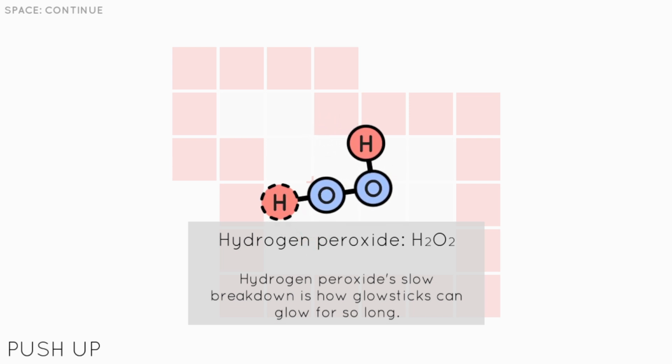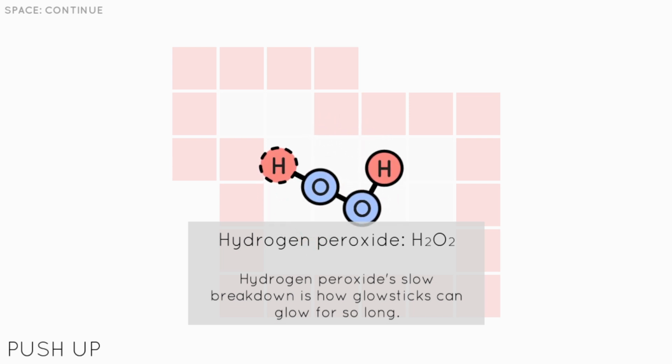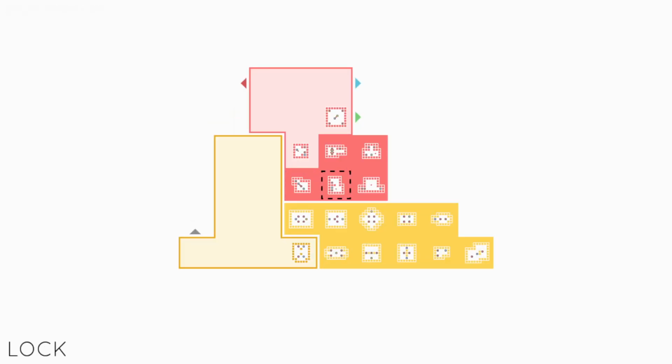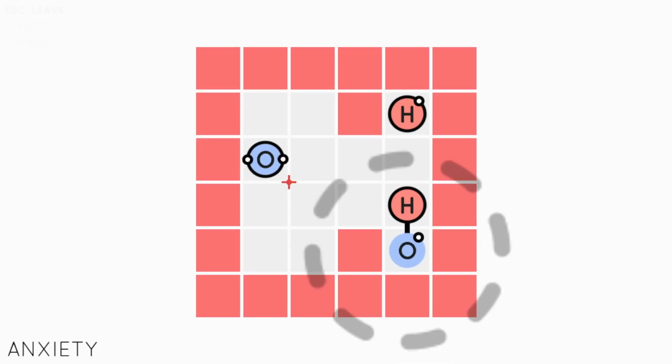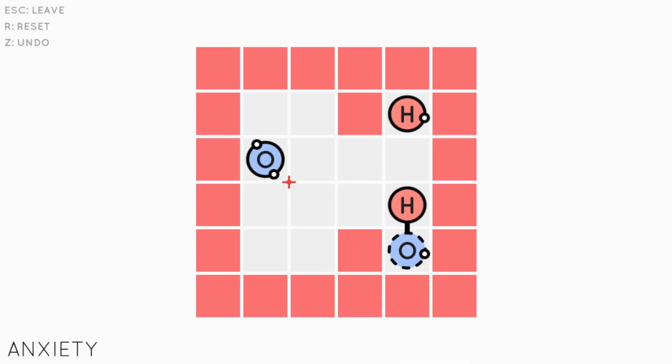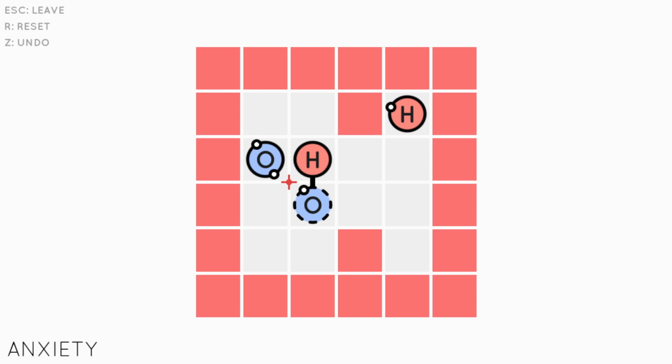Hydrogen peroxide's slow breakdown is how glow sticks can glow for so long. It's also why you shouldn't eat glow sticks, because they contain hydrogen peroxide. And hydrogen peroxide is actually really, really bad for you. Alright, anxiety. I don't know if you've seen this video of that one guy pouring hydrogen peroxide on his wound. That was very likely just a traumatic experience for that guy.